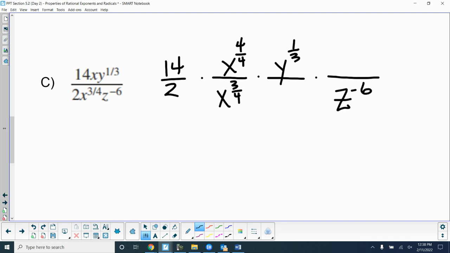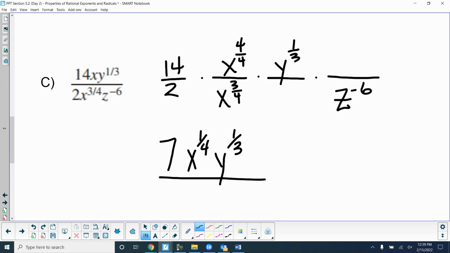So I just kind of split it up so you can see everything going on there. So what's the first answer? 7. What's the rule here? Subtract them, right? Where's the higher exponent? Top or bottom? Top. So what's 4/4 minus 3/4? 1/4. In the top, right? There's no other y's, so the y stays in the top. Are we allowed to have negative? No, you gotta flip it to the top. Right. Not allowed to have negative exponents.